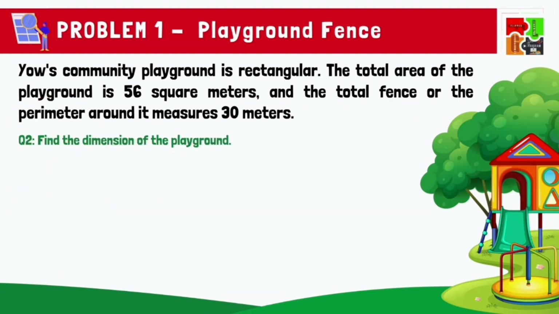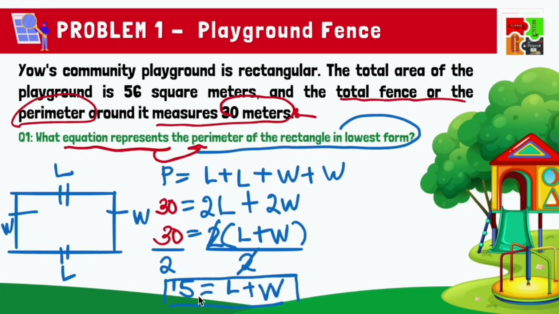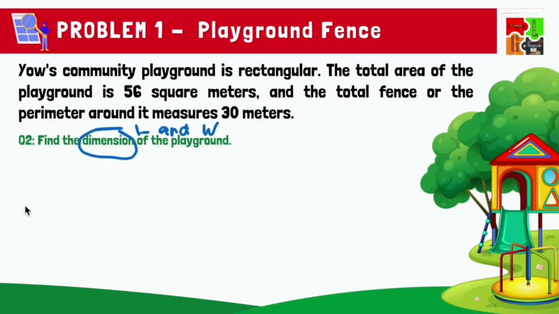Now, for our second question, find the dimension of the playground. Yung dimension kasi, ito yung sinasabing length and width. So, ang gagamitin natin dyan, yung information na nakuha natin dito sa number 1, which is, meron daw tayong 15 equals length plus width. First is, isulat natin lahat muna yung mga given. Let us write all the given here.